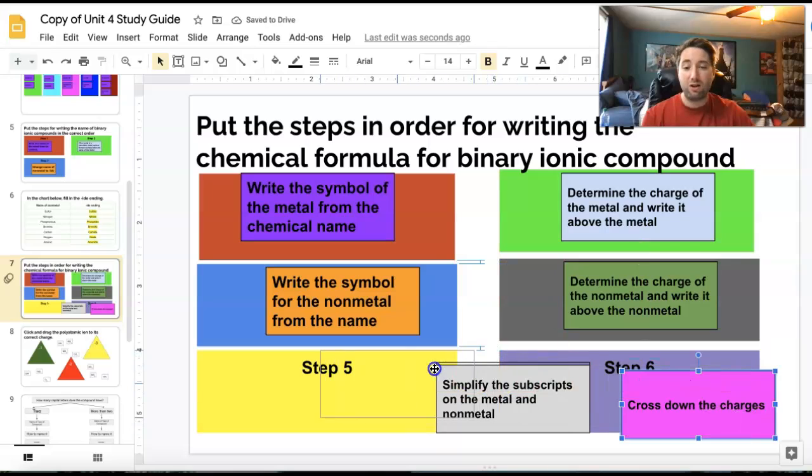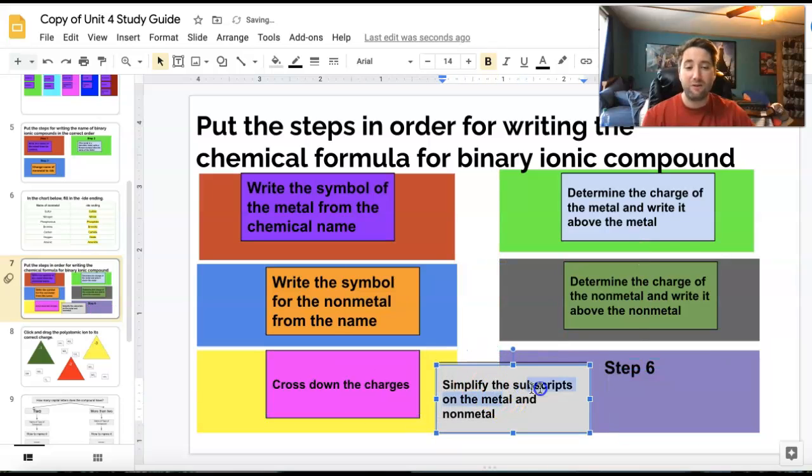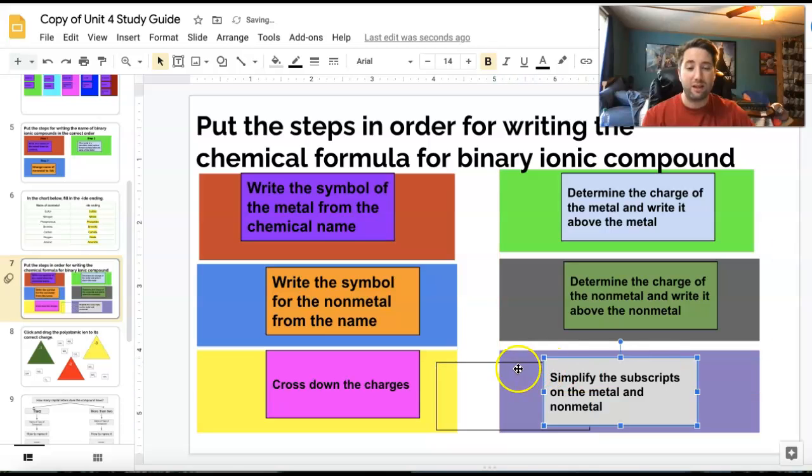We're going to crisscross or cross down the charges, and then finally we are going to simplify the subscripts like so. And for some reason this one's being weird. Alright, so there we go. There's 1, 2, 3, 4, 5, 6. There are the 6 steps.